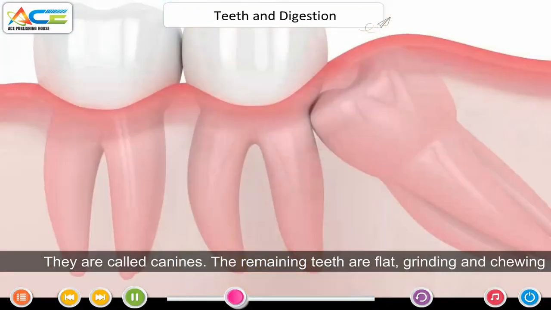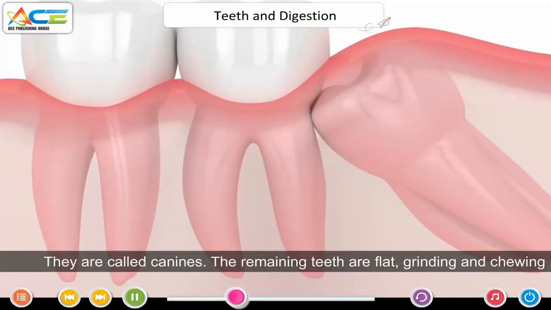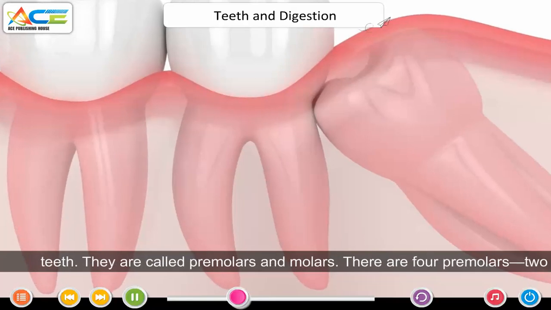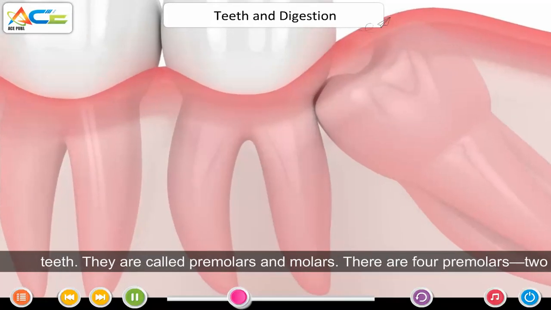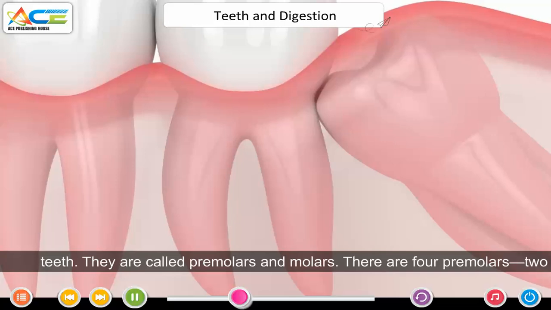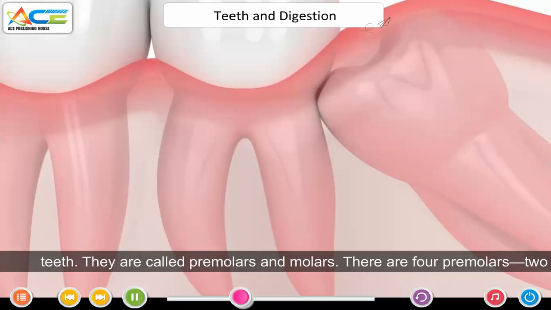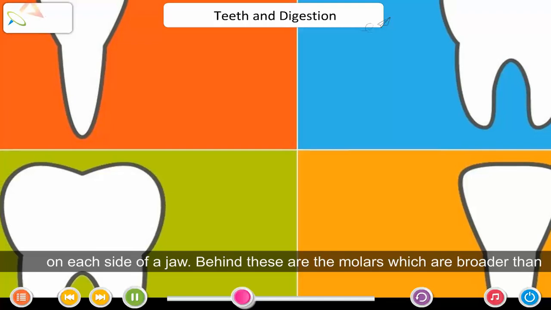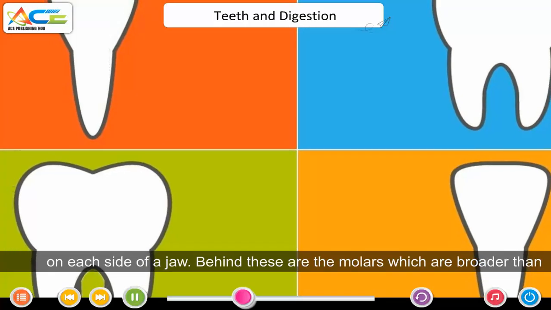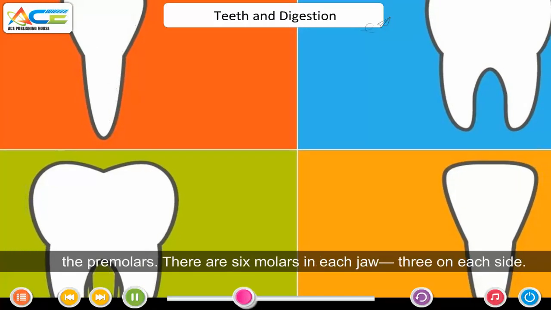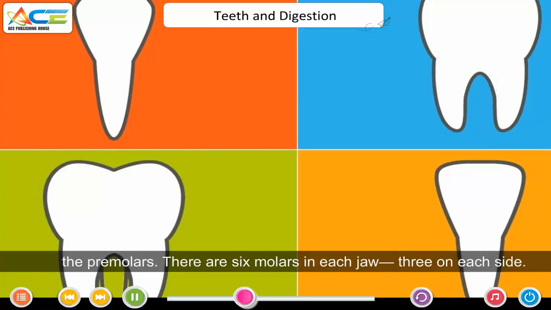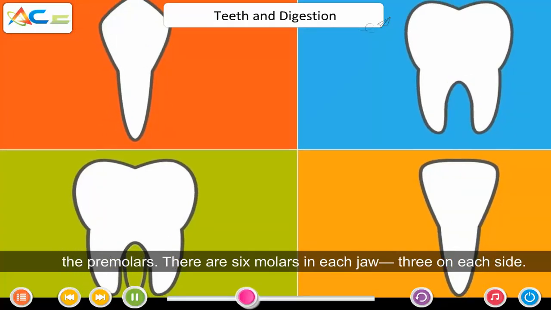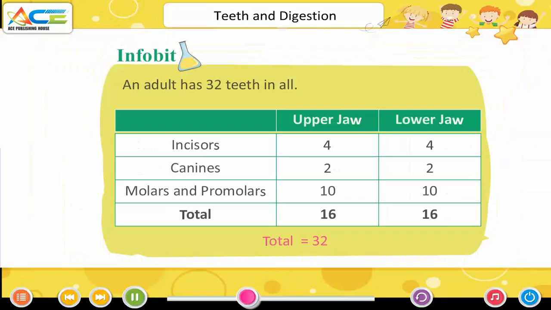They are called canines. The remaining teeth are flat, grinding and chewing teeth. They are called premolars and molars. There are 4 premolars, 2 on each side of a jaw. Behind these are the molars, which are broader than the premolars. There are 6 molars in each jaw, 3 on each side.